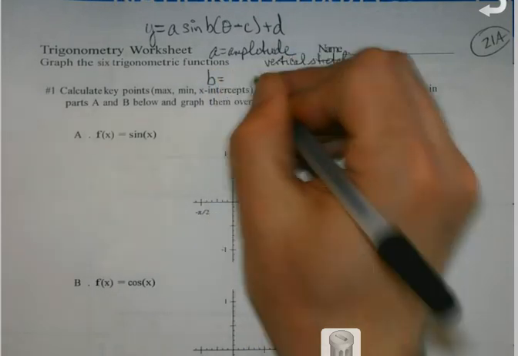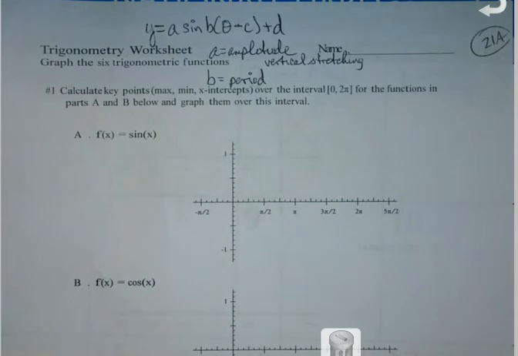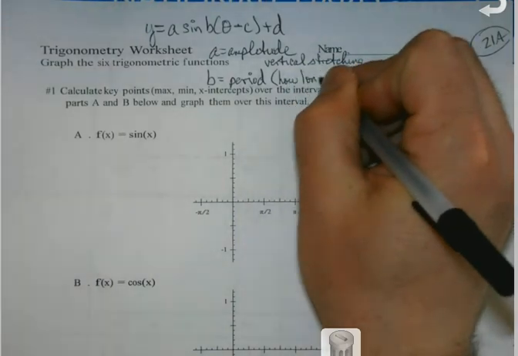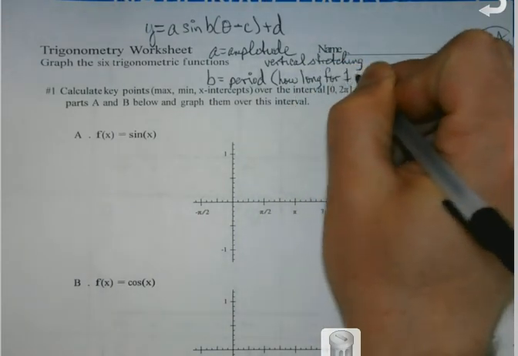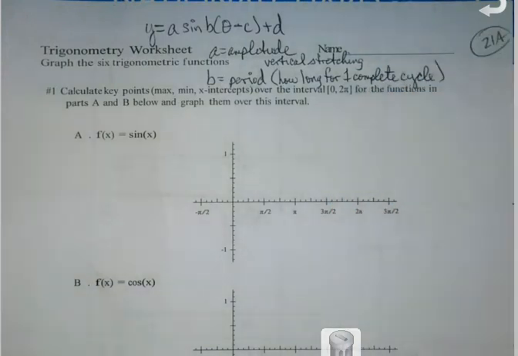And B is going to determine our period, which again is more of a how long for one complete cycle. When we were talking a little bit yesterday about those patterns and how long it took them to go from the beginning of the pattern and then start the pattern over, that's what a period is, the length of time that it would take for that to occur. So we're going to start taking a peek at how those mess with a base function when we're doing this.